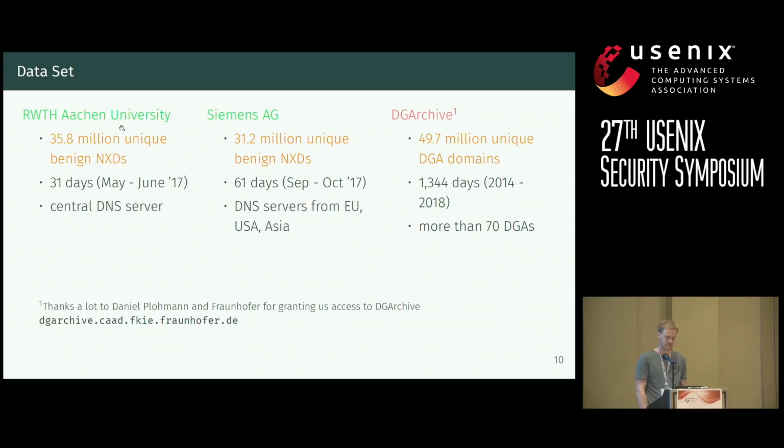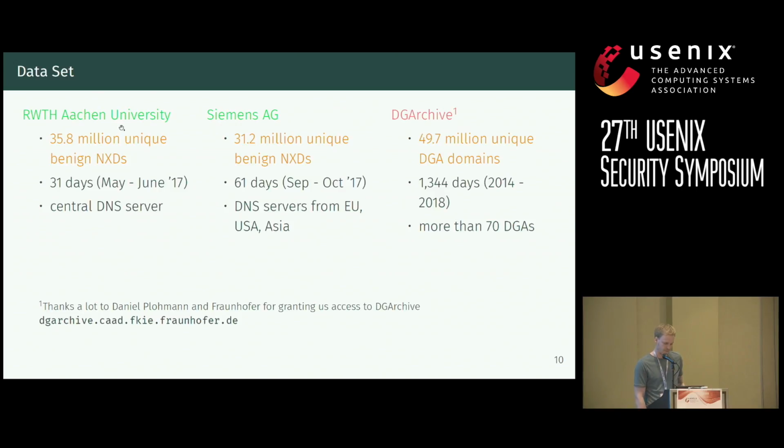Our second data source is the central DNS infrastructure of Siemens AG, and here we recorded 61 days and obtained 31 million unique benign NX domains. And for our DGA-related domain data source, we had access to DGArchive, which is a database maintained by Fraunhofer from Germany. This database contains about 50 million unique DGA domains of 1,344 days of more than 70 different DGAs.